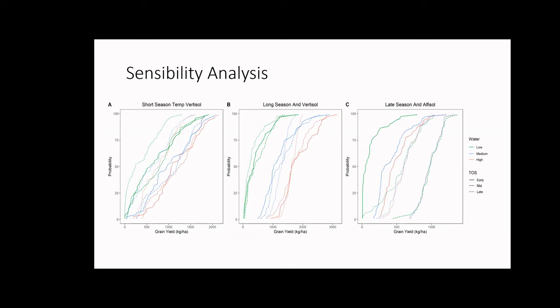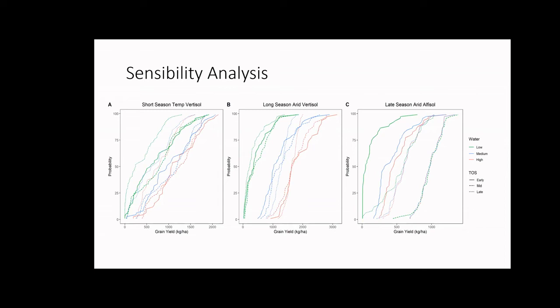In that center graph there, it's a long season arid vertisol. This is down from Narrabri. And because it's a long season for optimal, we didn't expect the timing of sowing to have a great impact on the yield, but water would be a larger driver because it is an arid environment.